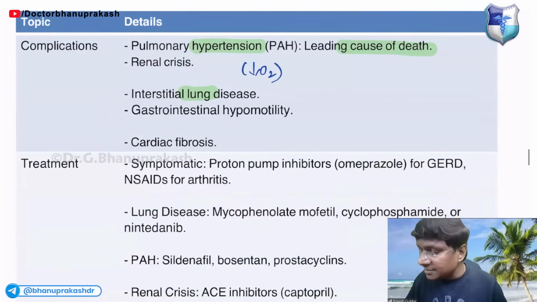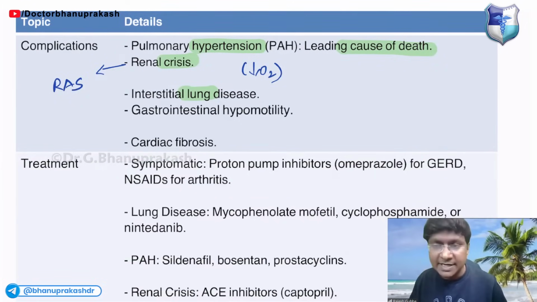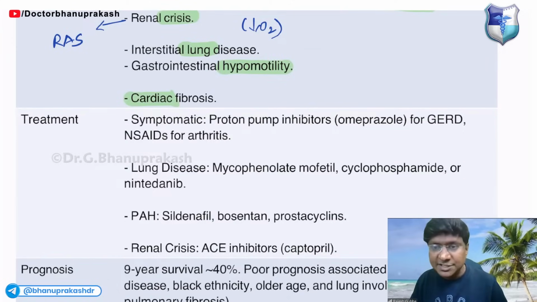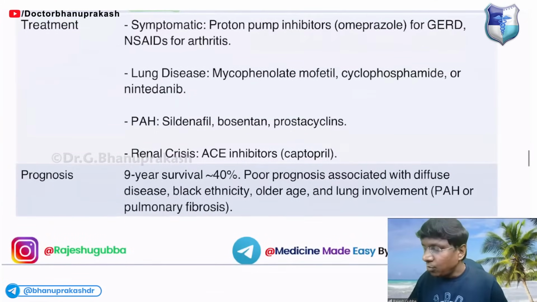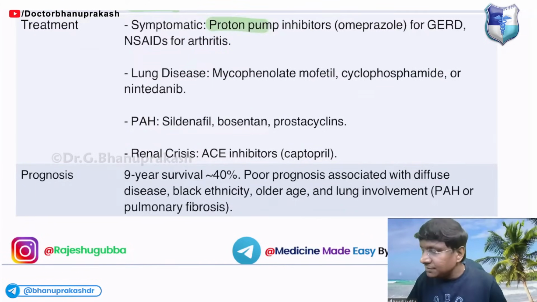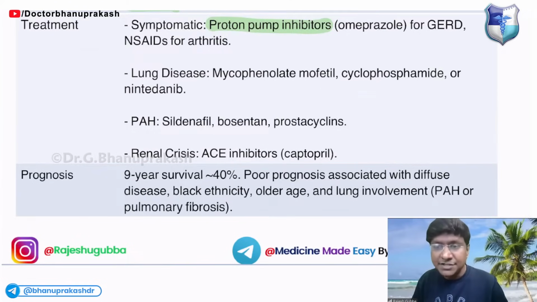Why is it that there will be renal crisis? Renal crisis will be there mainly whenever these patients develop renal artery stenosis. Then gastrointestinal hypomotility will be there, as well as cardiac fibrosis in these patients. Then what are the other treatment options in these patients? Because these patients are having dysphagia, GERD is there. So you need to give proton pump inhibitors. That is mainly for GERD.